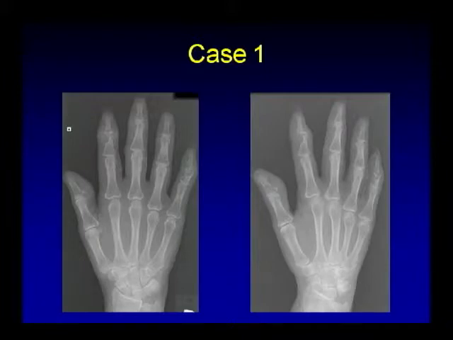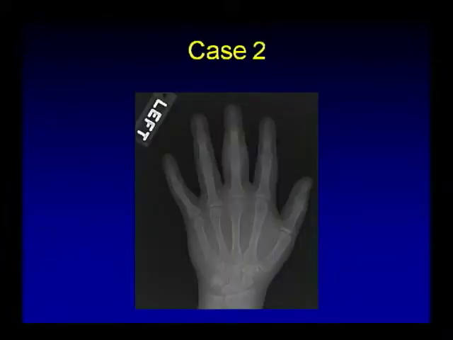So here's the first case. Maybe write down what you think this would be from your knowledge of arthropathies. Most of these are going to be hands, but not all. And we'll make it dark so you can see them. A lot of x-rays in this presentation.